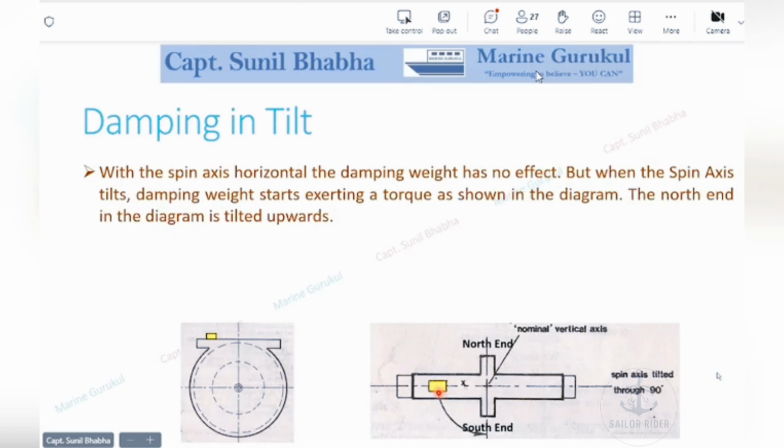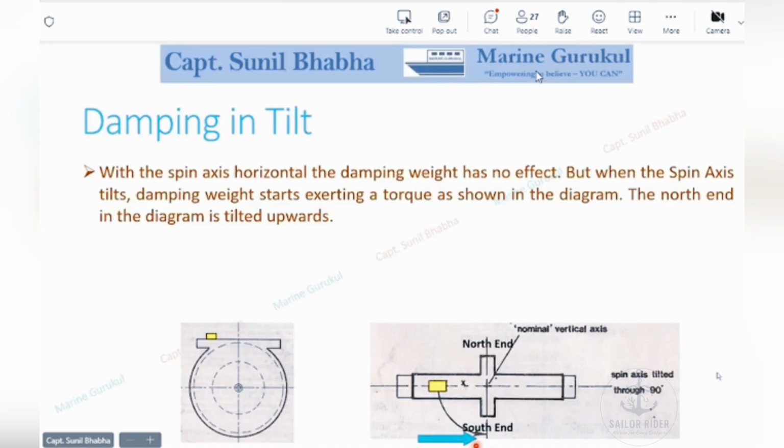So our damping weight, the yellow color weight, being offset to the west, now tries to push the south end downwards. You see, in this particular case, the center of the rotor is here. The left part of the casing becomes heavier because of this weight fitted, the right part of the casing is lighter. So this weight tries to pull down the westerly part of the casing. And if you see its effect on the spin axis, it is trying to push the spin axis in this particular direction. Let me show it with the arrow. So you can see this arrow appearing on the screen now. This is how the damping weight is trying to push the south end of the spin axis.